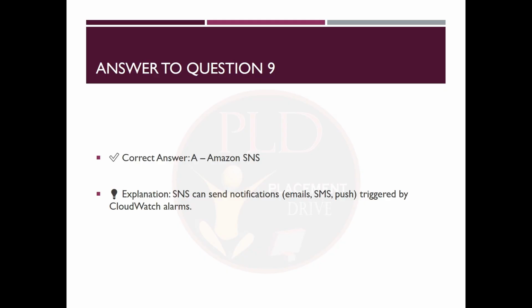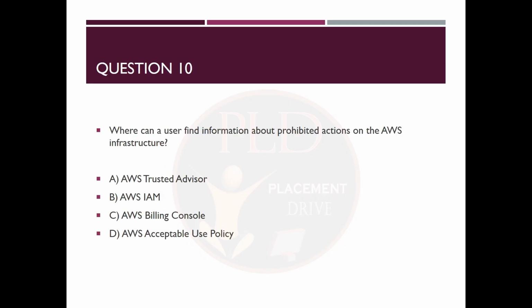So here is the answer for question 9. The correct answer is A, Amazon SNS. SNS can send notifications like emails, SMS, and push, triggered by CloudWatch alarms. That's the explanation for the answer to question 9. So let's proceed to question 10. So here is question 10.